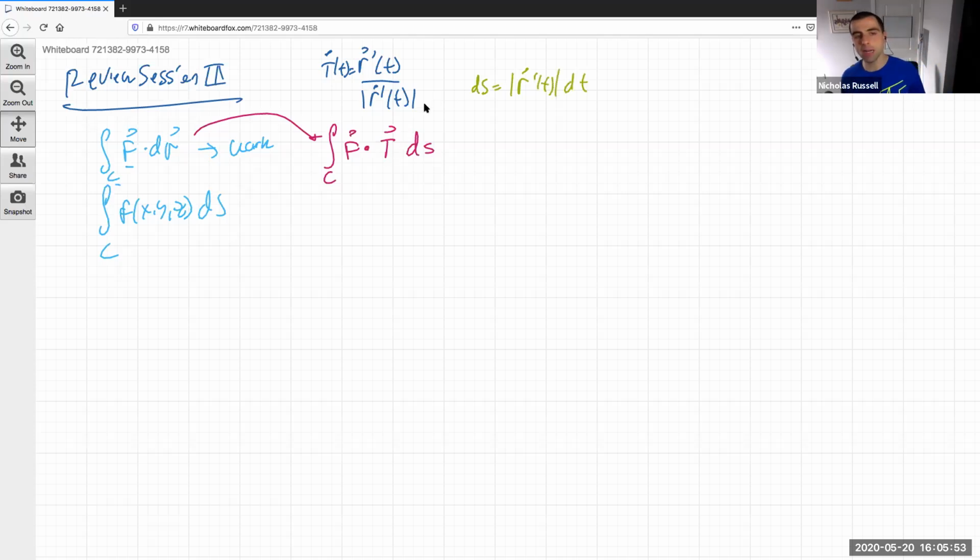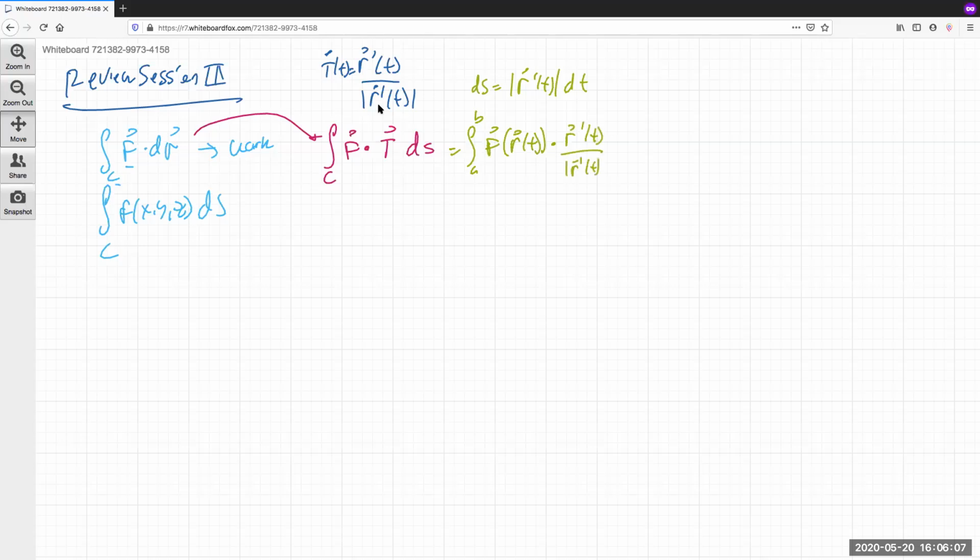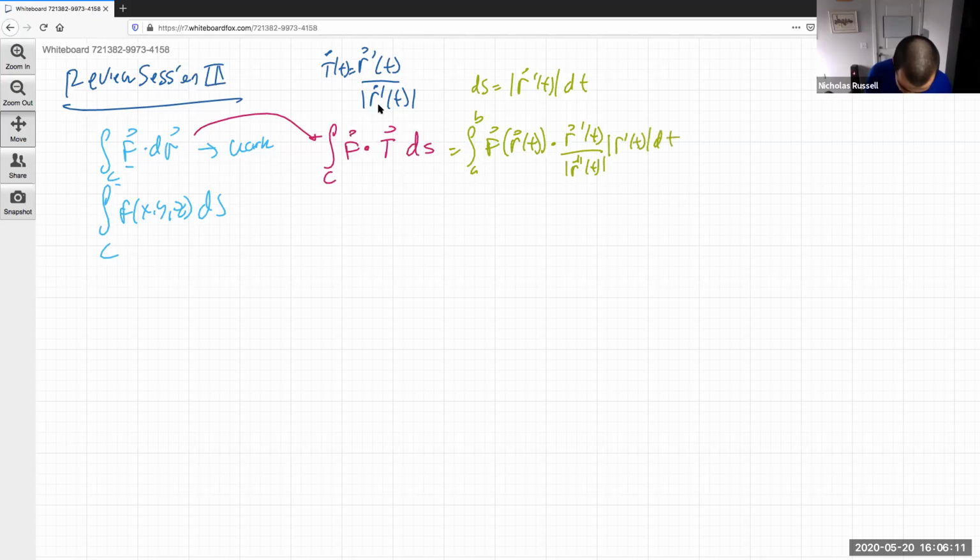And so combining these 2 things and working this all out, we can see that this is from A to B, the vector field at the parameterization r of t, dot product with my tangent vector, times the magnitude of r prime of t dt. And we see that these 2 things cancel. So we do have as our final formula, if we're just doing this without any of our theorems, this is how we would evaluate this.